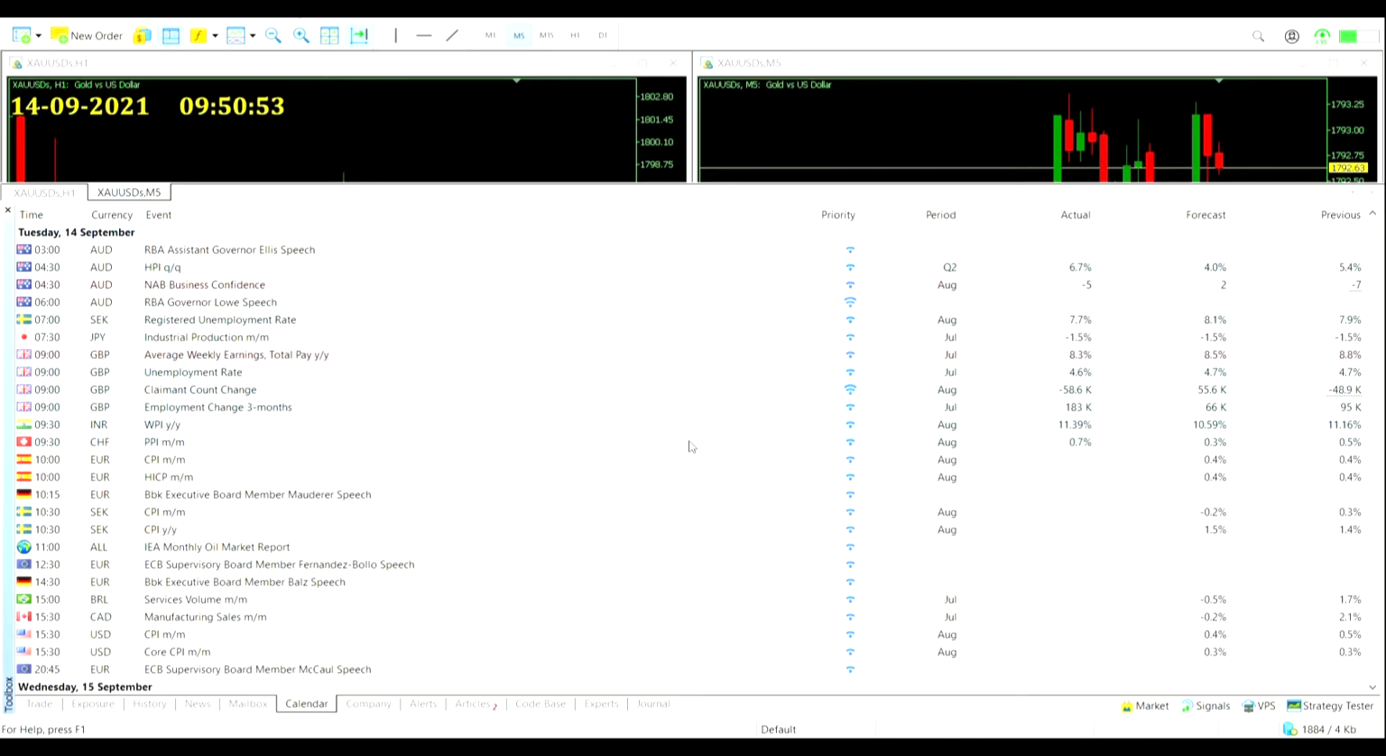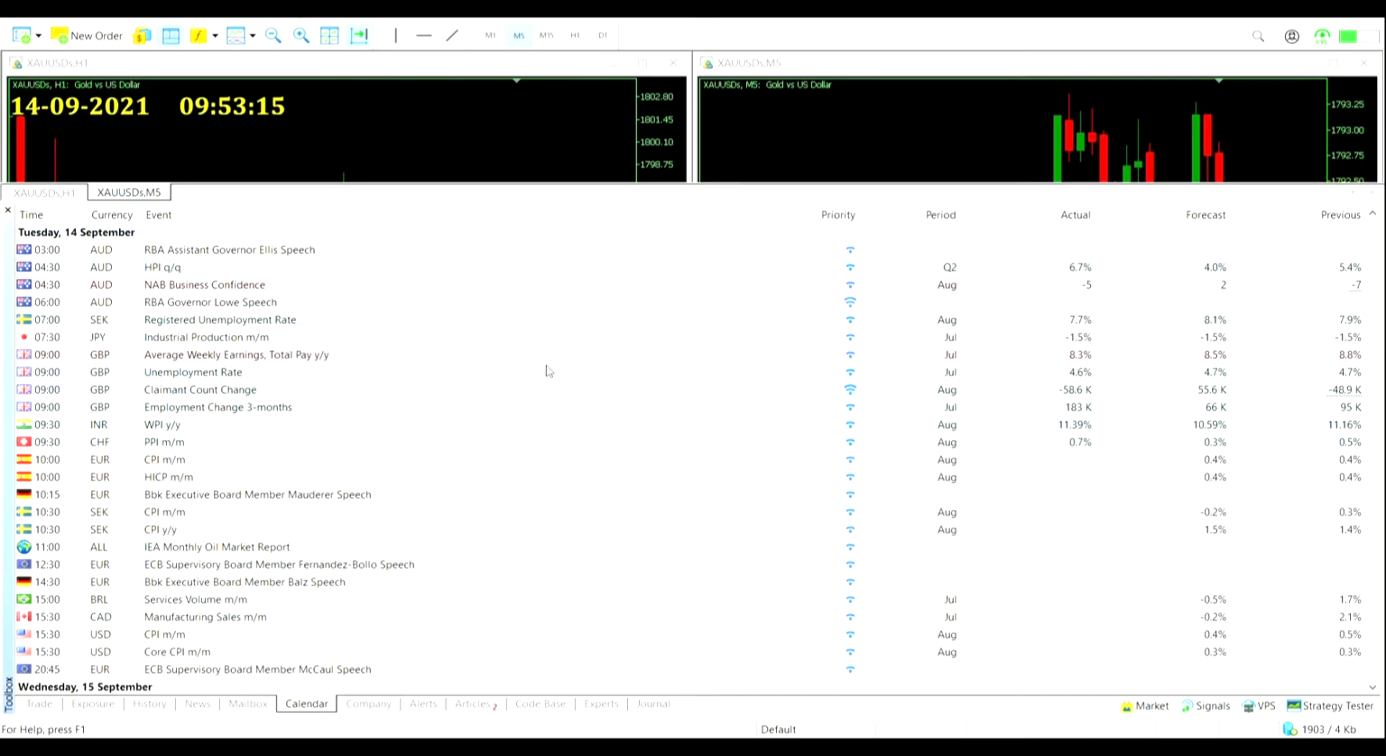9:30 in India, the wholesale price index year-on-year, 11.39%, even higher than the forecast of 10.59. Inflation over there has been rapid. But yeah, that was the Swiss PPI month on month there that had 0.7% against the forecast of 0.3. Not ideal for the producers there. When they see regular price increases like that, you often see that pass down the line to the consumer price index. Plenty still to come for us though.